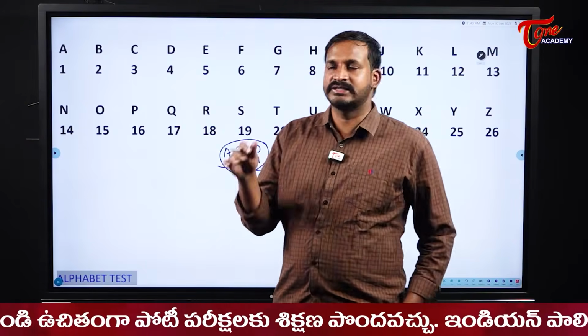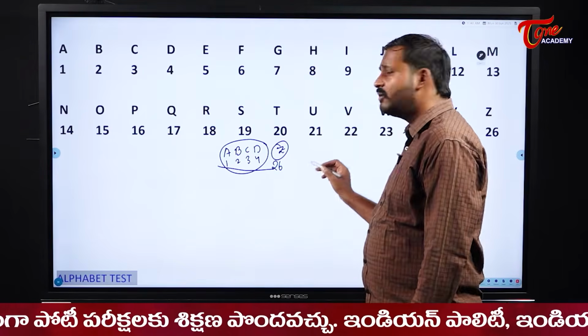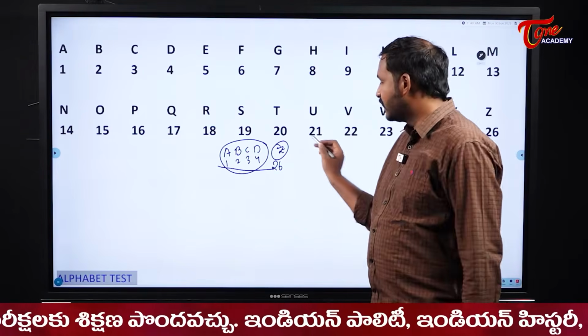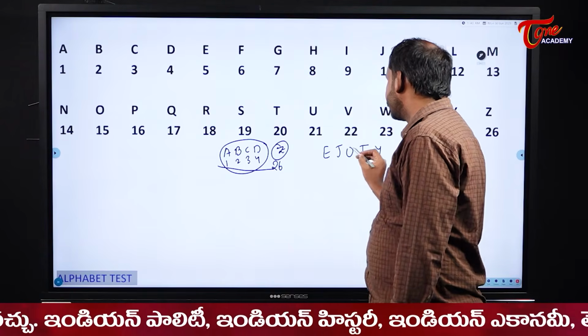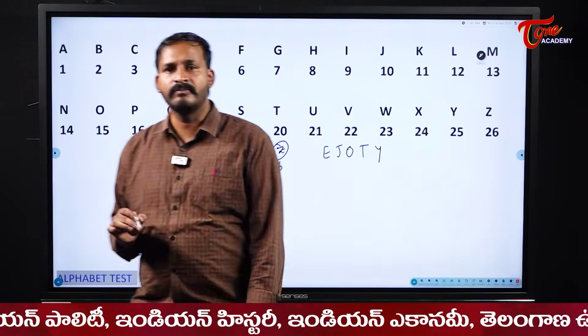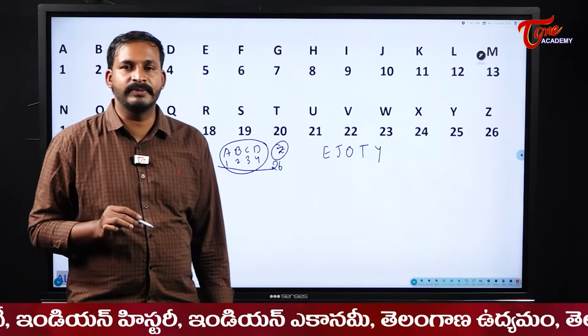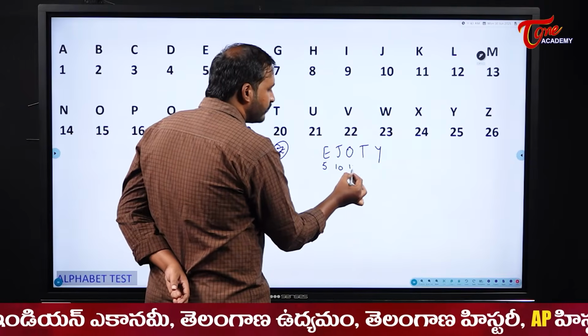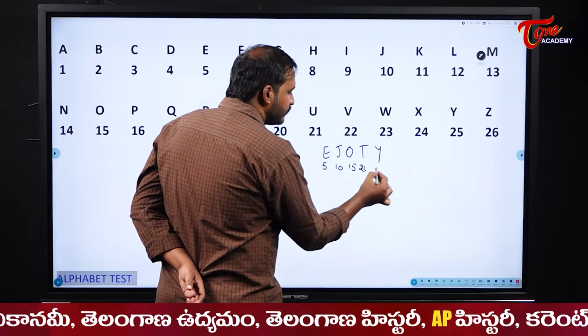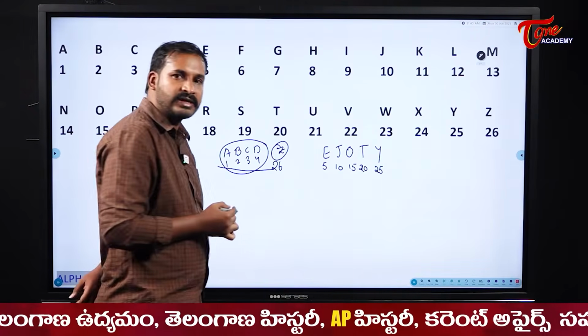Okay, fine. Next, come to the remaining. So, we will see the multiples of 5. Remember E-JOTI. E-JOTI. These are what? Multiples of 5. Please observe carefully: 5, 10, 15, 20, 25. These are multiples of 5.